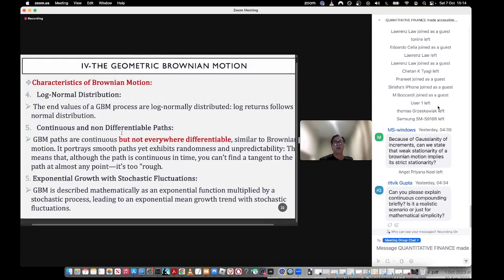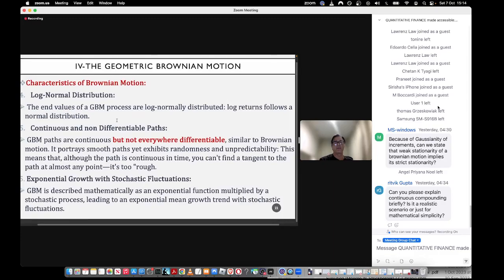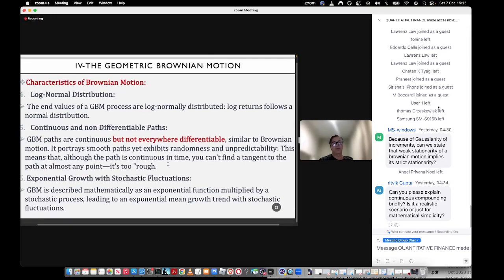And what I've told you many times before, it's non-differentiable everywhere. So I think if there is something that you have to remember today, it is this property, which is really, really paramount. It's where it becomes complicated, and we need the math because of this feature. Okay, what does it mean? I repeat it again. No, you can't find a tangent to the path at almost any point, because it's too rough.